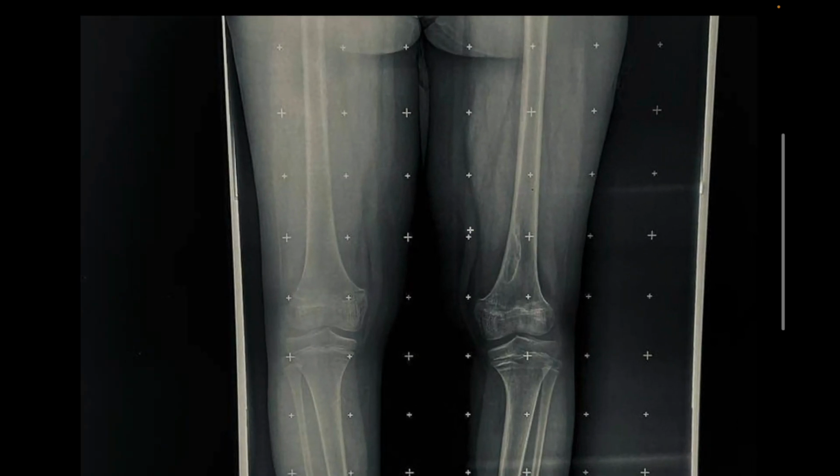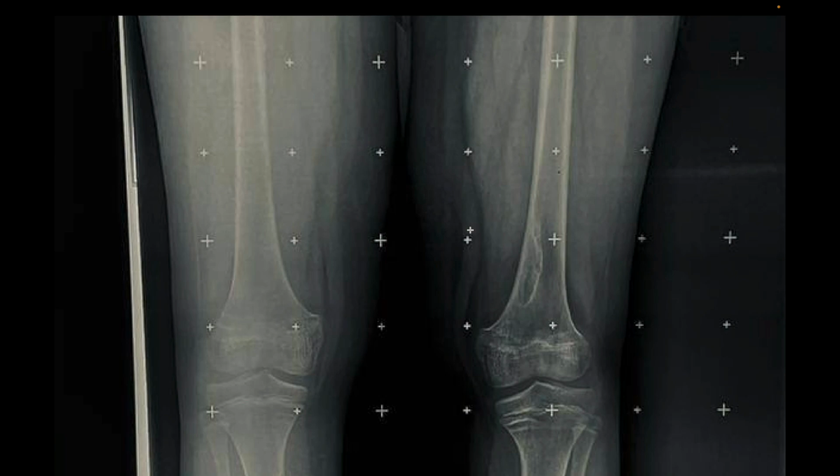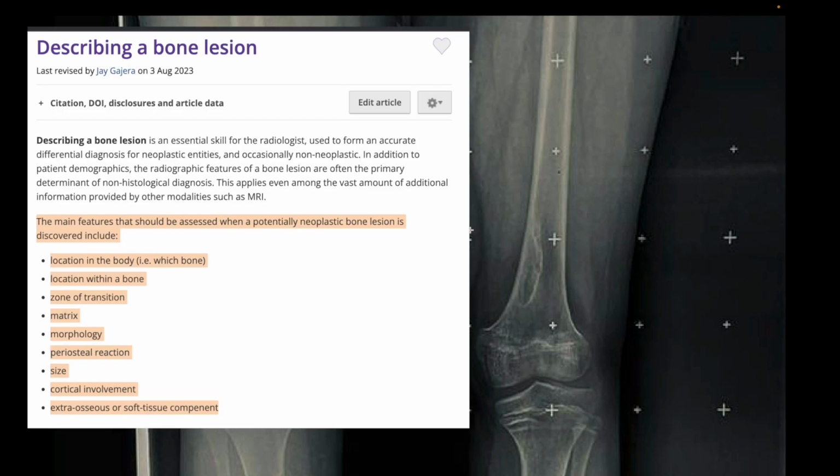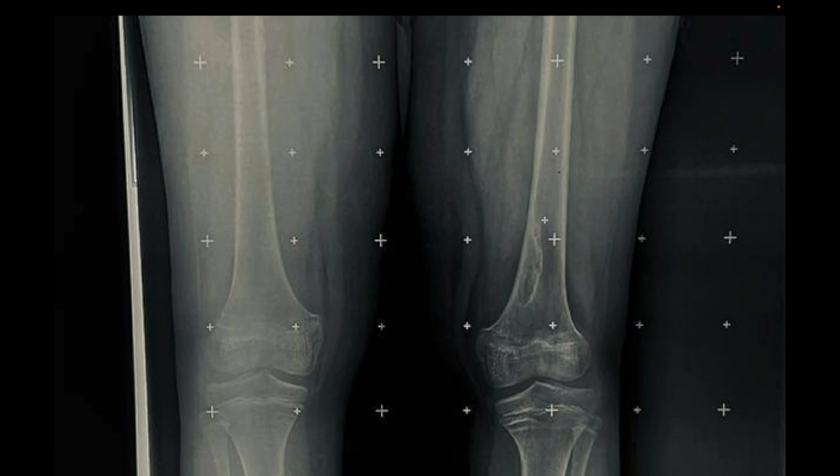I will briefly describe the 10 points that you have to definitely mention while describing any bone lesion. The first thing is location. It is located in the left distal femur in the distal metaphyseal region. We have to tell whether it is in the diaphysis, metaphysis, or epiphysis. Whenever it is in the epiphyseal region, we have to tell whether it is reaching the articular surface and crossing the joint. Second, I have to tell whether it is central in position, that is in the medullary cavity, or it is eccentric in position.